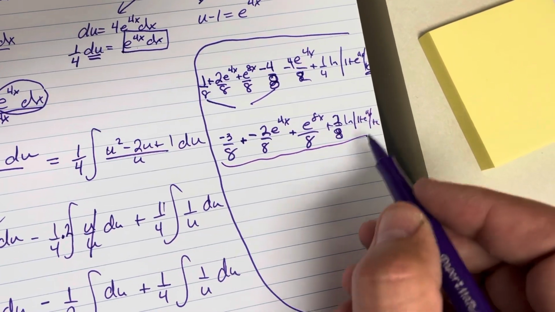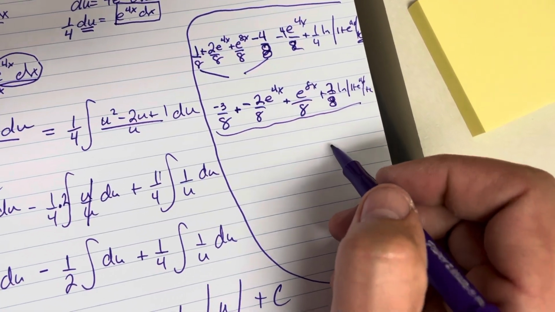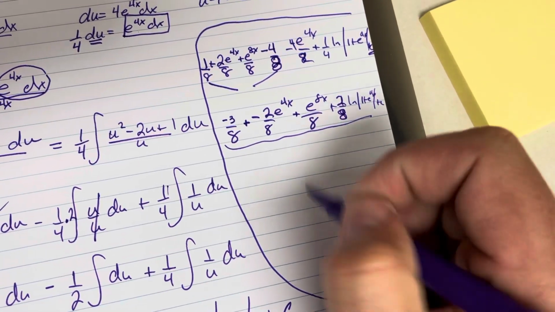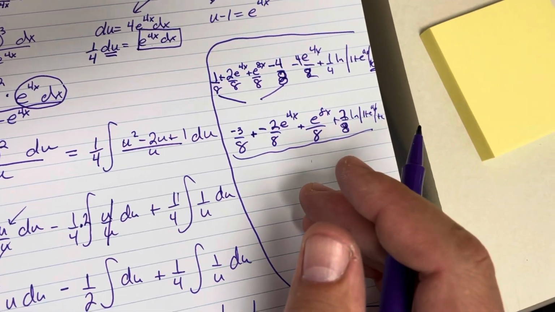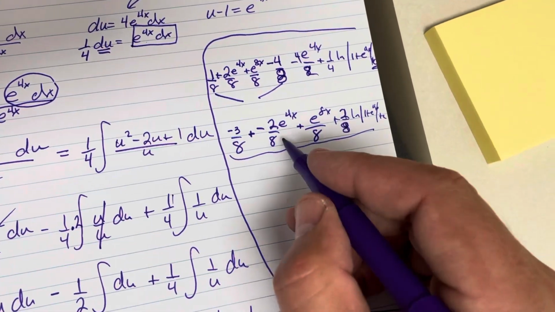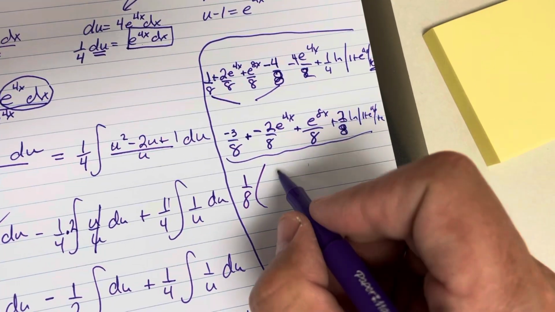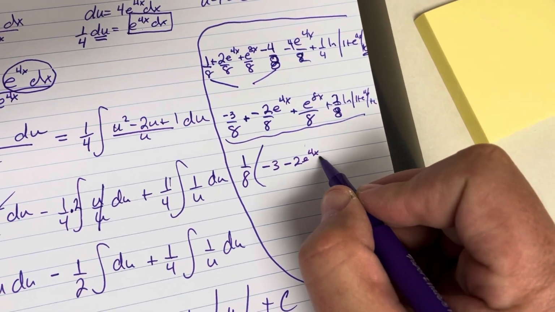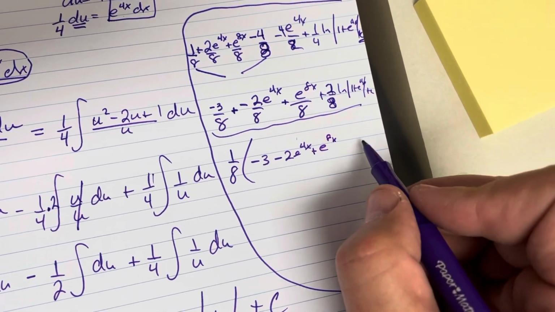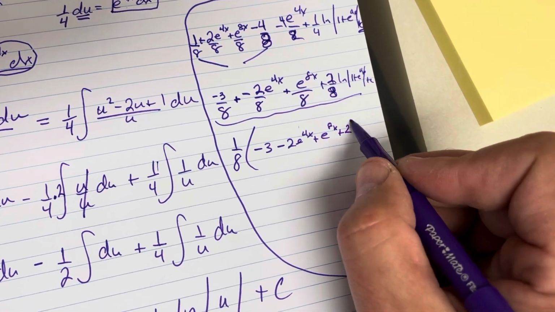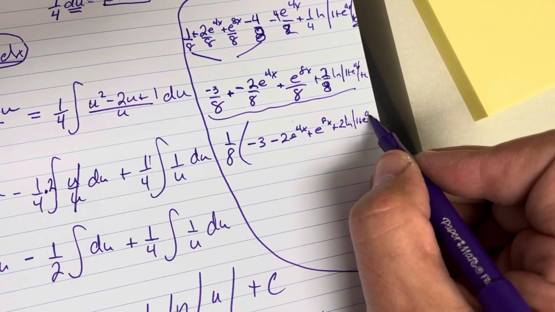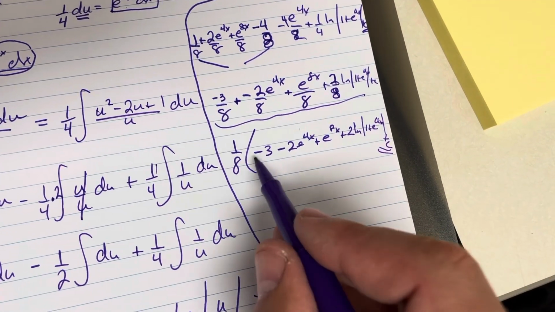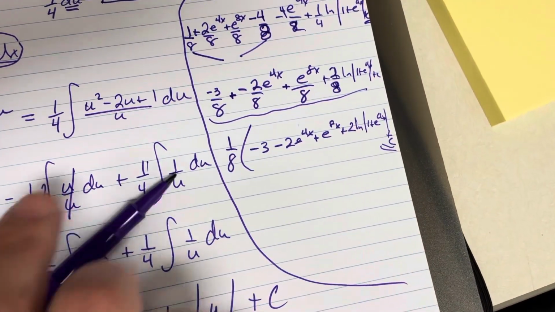And if I wanted to factor out a 1/8, I could, but I could also reduce these, but this is where the answer eventually got to in some version or some form. So if I pulled out a 1/8, I would have a negative 3 minus 2 e to the 4x plus e to the 8x plus 2 ln 1 plus e to the 4x, and then of course our plus c. You could have redistributed and reduced each of those parts as well.